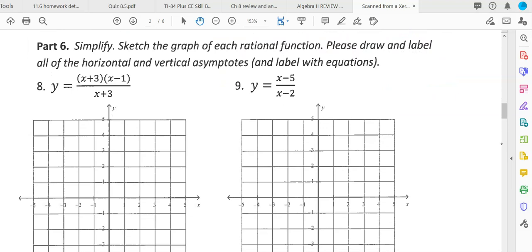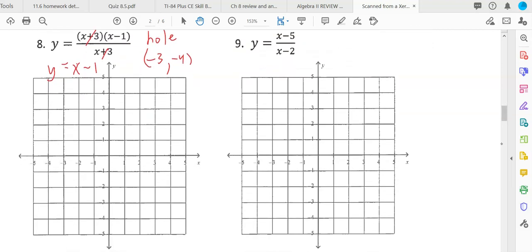Sketch the graph, simplify. So right away we know we have a hole. The ordered pair of the hole is going to be at x equals -3. And my new function is y equals x minus 1, right? So if I plug in -3 there, I get -4. So at -3, -4, let's try to plot that point. Open circle right there, that's our hole.